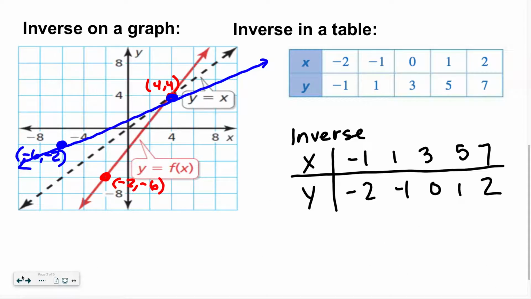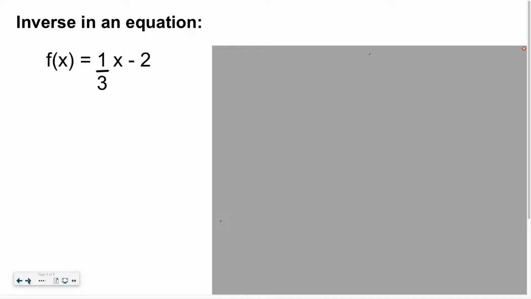Okay, now let's do one with an equation. f of x equals 1/3 x minus 2. So if you're being asked to find the inverse, what would you do? Switch x and y. Now the one thing you have to be careful of in an equation is you might be tempted to also switch coefficients, but you don't. The only thing you switch is x and y.